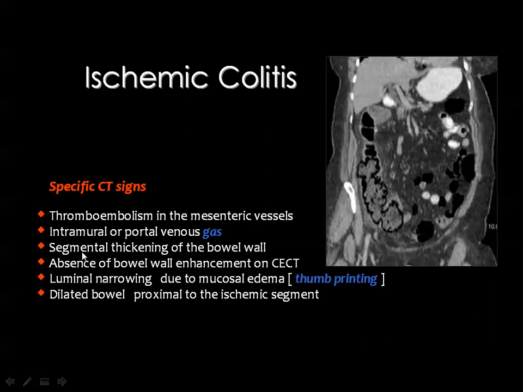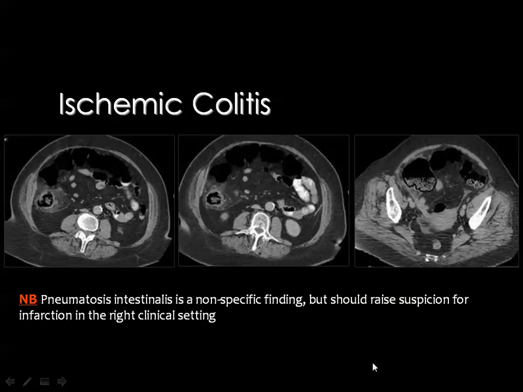There may be thickening of the wall. There may be gas in the wall of the colon, as you can see, and the thumb printing, as I have said. This is ischemic colitis, and you can see air in the wall of the colon. But you remember that I have said some words about pneumatosis intestinalis, and I mentioned that pneumatosis intestinalis is a non-specific finding, especially if seen in the colon.